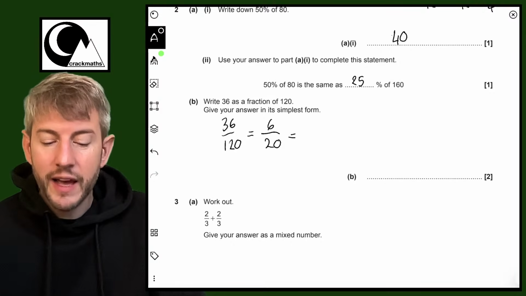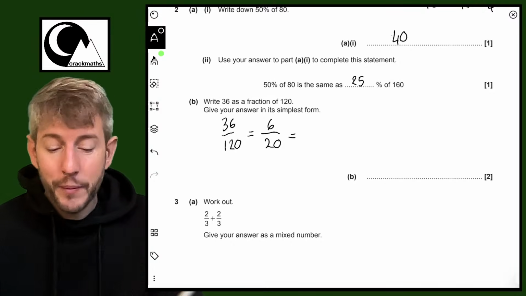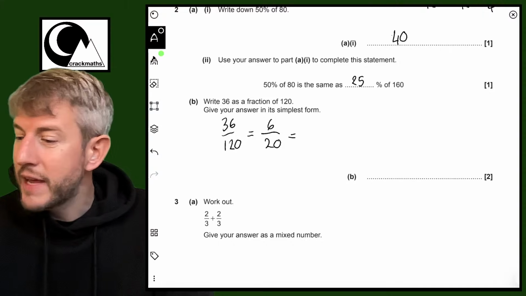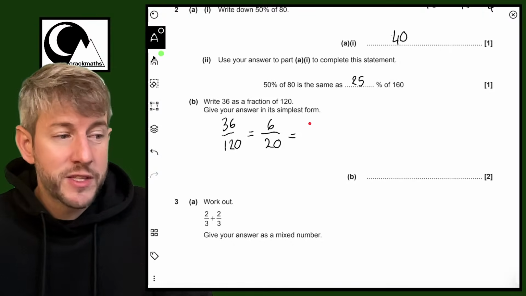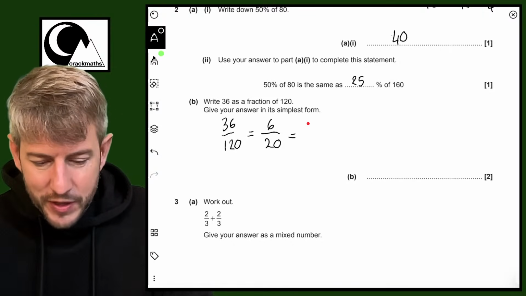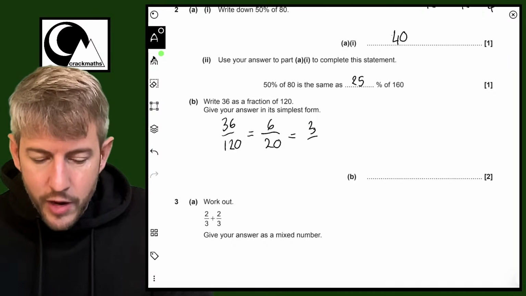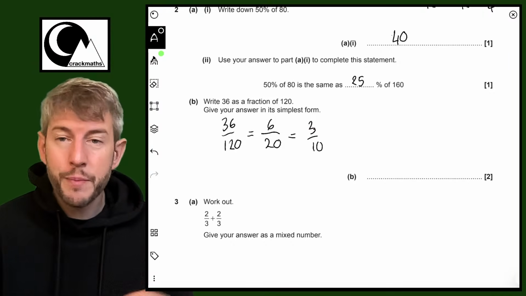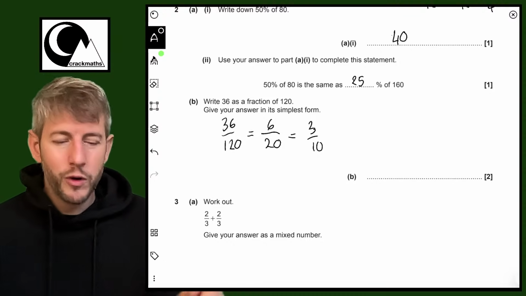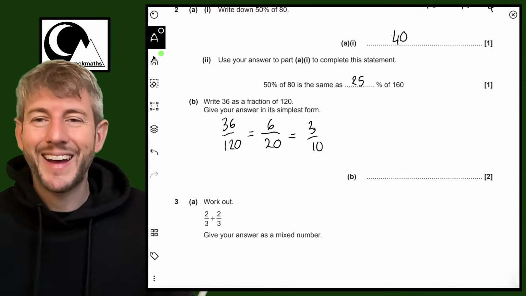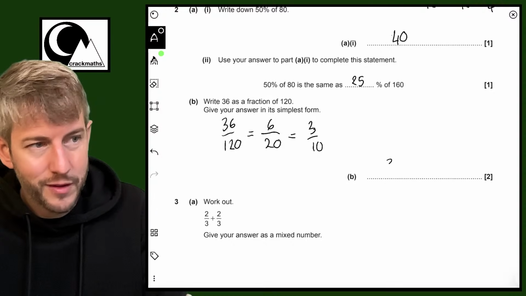So now we've got 6 over 20. Now I'm going to halve this because both of these are still even numbers, so I can divide both of these by 2. So when I halve this, this becomes 3 over 10. Now 3 is a prime number, so I can't simplify this anymore. So I'm just going to write 3 over 10 as my answer here. 3 over 10.